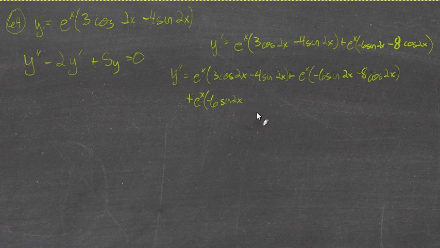I should not have that parenthesis there. Minus 8 cosine 2x. Okay. Plus. Okay, we're still doing the product rule here.